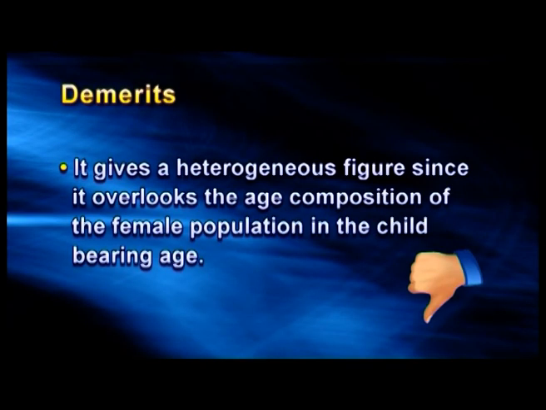Following are the demerits. General fertility rate gives a heterogeneous figure since it overlooks the age composition of the female population in the childbearing age.